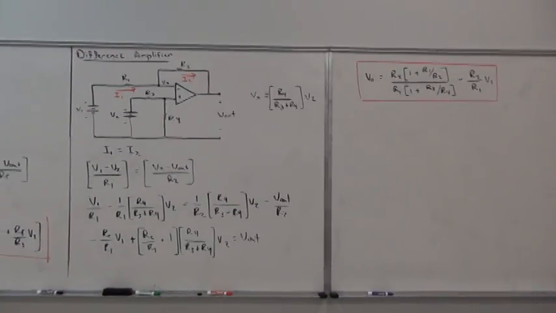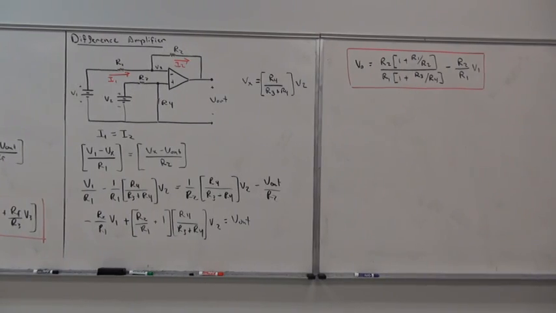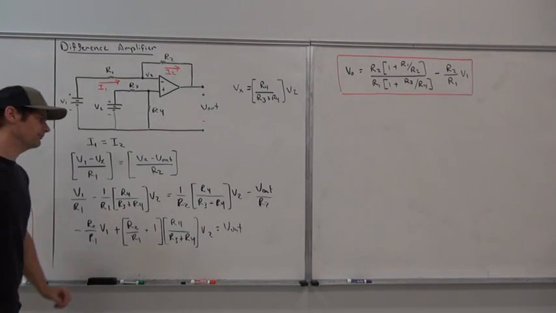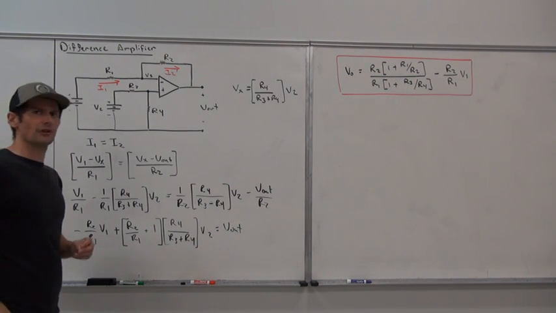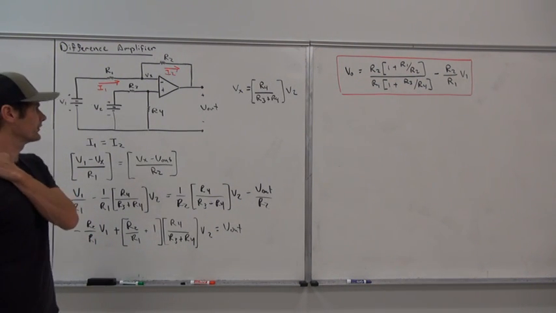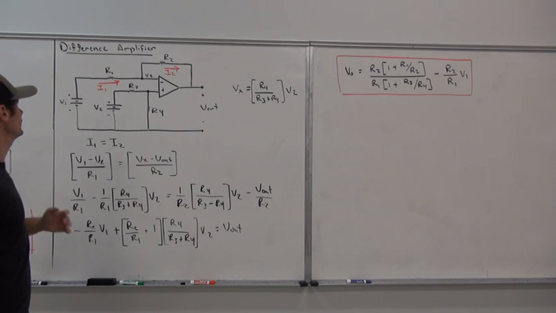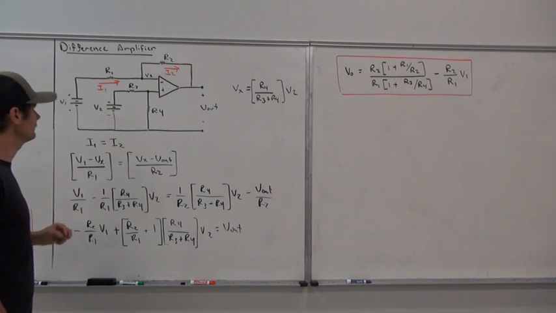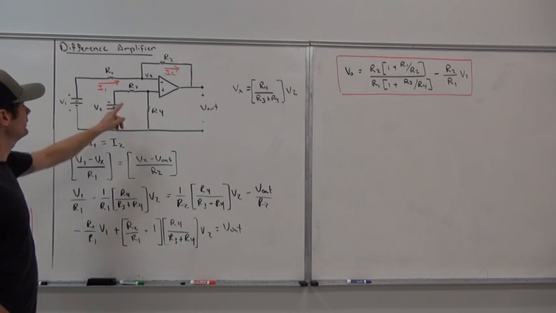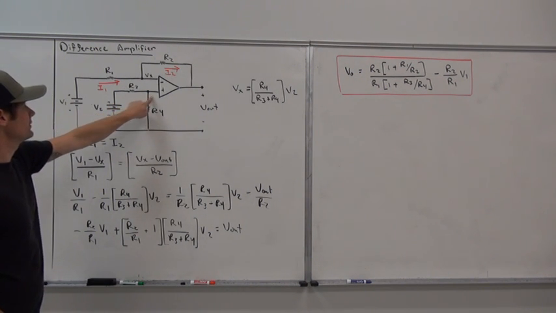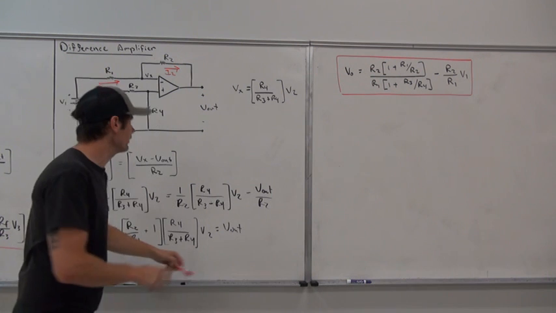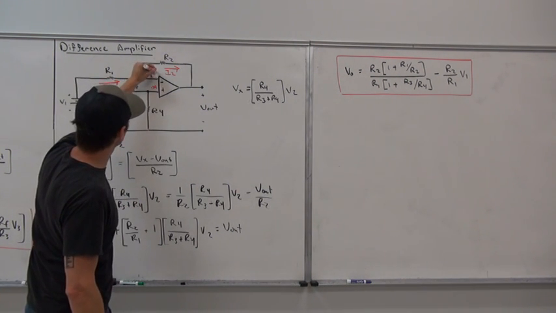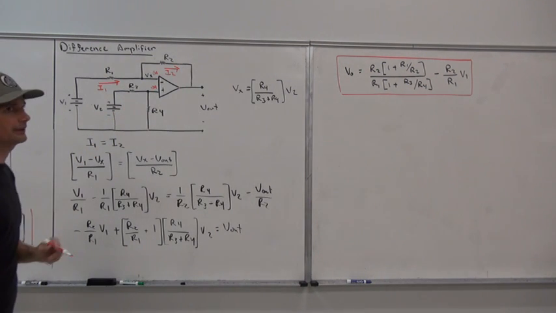The difference amplifier is a little more complex in terms of deriving, but it's not complex, it's just more busy work essentially. So here I got V1 and V2, and I want to actually take the difference between V2 and V1. So here, there's no current going into that positive terminal. Remember, we've already said that. No current there, no current there. 0 amps and 0 amps.